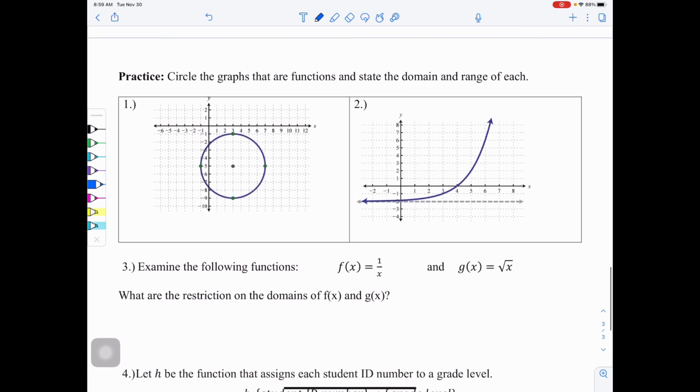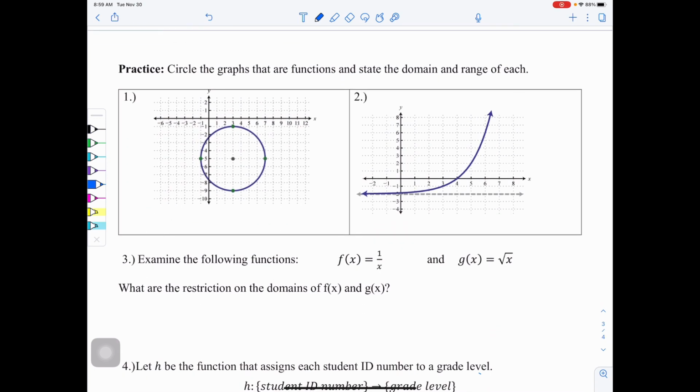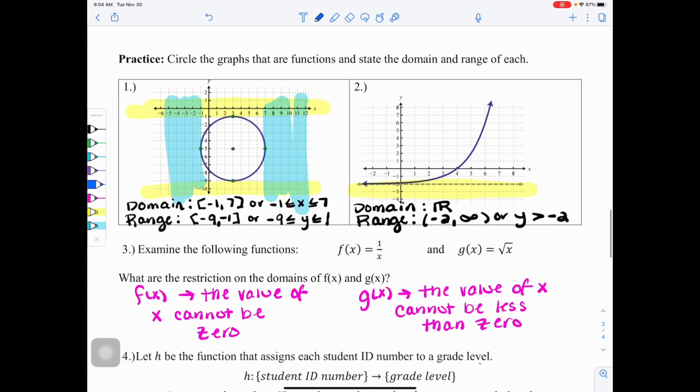At this time, please pause the video, and when you're ready to go over the answers, you can resume the video to check your work. Okay, so you've had a chance to try the practice questions. We'll start with the graphs.